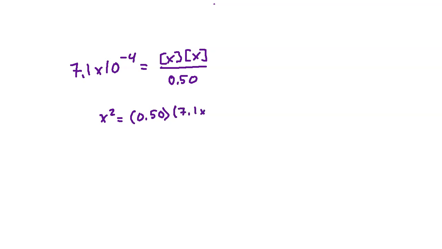So 0.5 is going to be half of this value here. And so that would be 7.1. If you were to take half of that, it would be 3.55. And that's times 10 to the negative fourth.